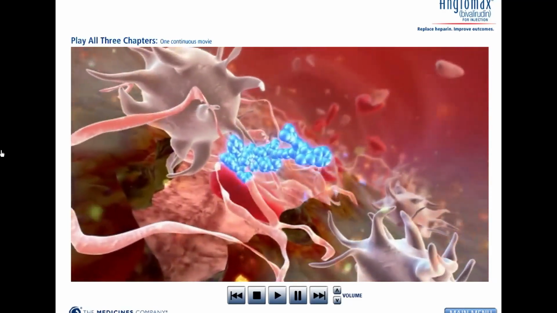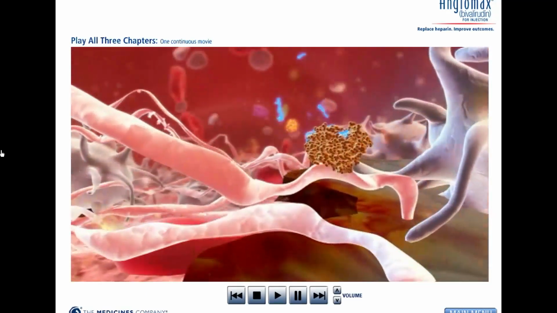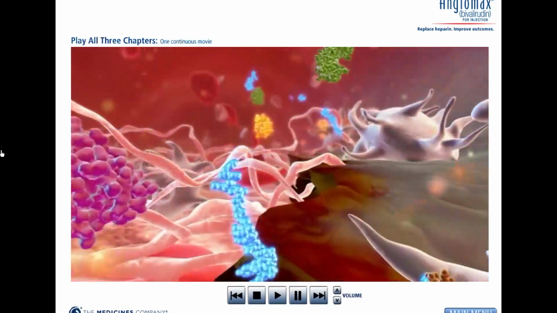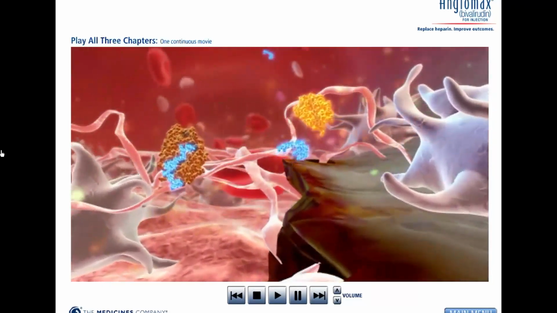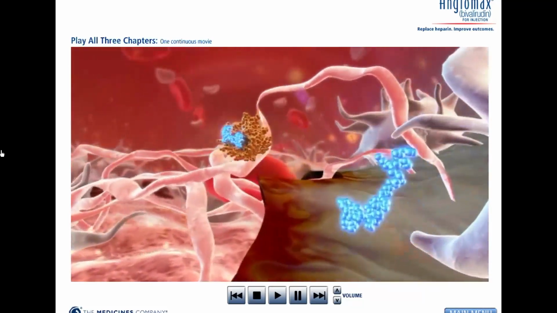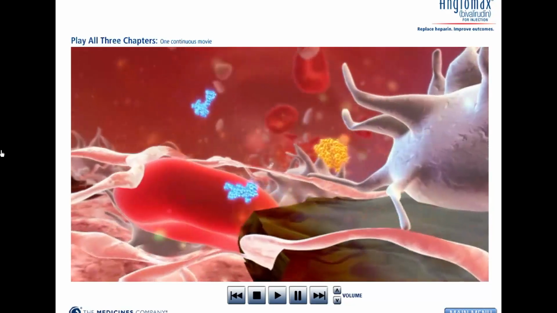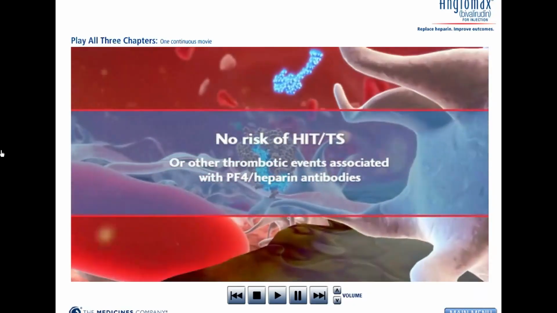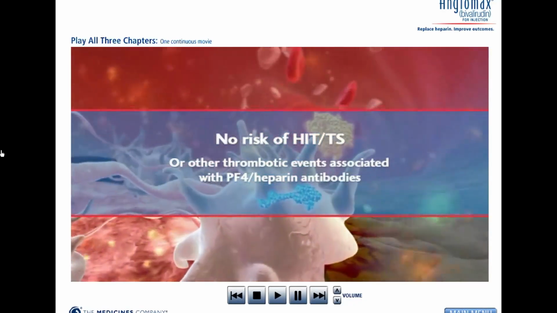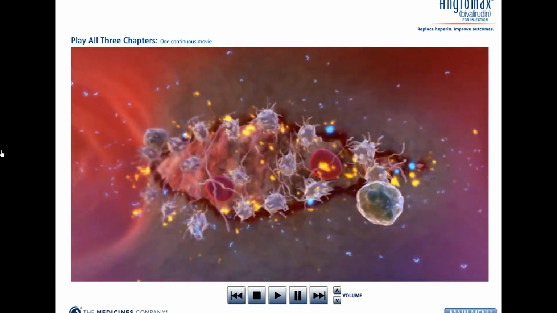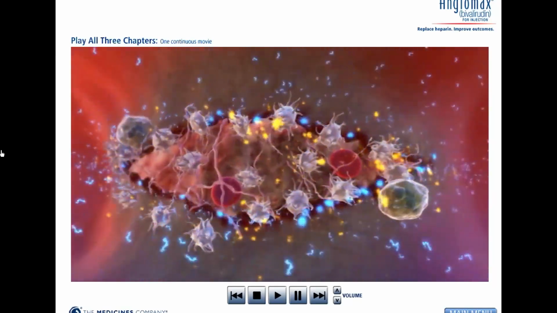Angiomax is a synthetic 20 amino acid peptide that binds with a high affinity to only thrombin, not to other plasma proteins. Therefore, Angiomax is not neutralized by plasma proteins or substances released from activated platelets near the injury. Because Angiomax does not bind to PF4, there is no risk of HITTS or other thrombotic events associated with PF4 heparin antibodies. Due to its direct and specific inhibition of thrombin, Angiomax prevents thrombin-mediated platelet activation.